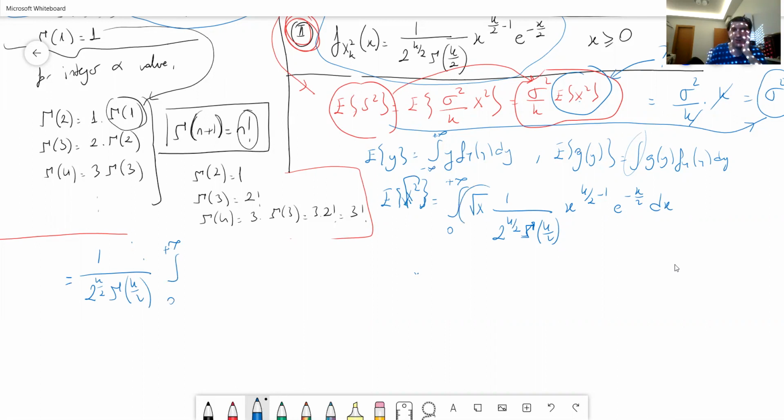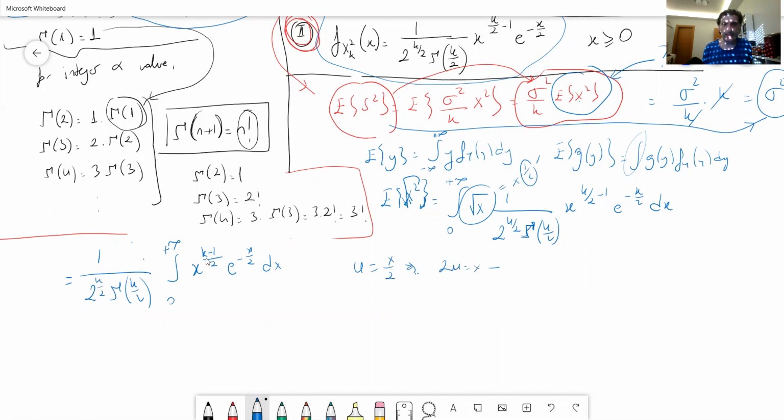Now this is x to the power 1 over 2. x to the power k over 2 minus 1, plus 1 over 2, is going to be equal to x to the power k over 2 minus 1 over 2. So actually, we can write it that way. It's going to be x to the k minus 1 over 2. All right, so 1 over 2 plus minus 1 is going to be minus 1 over 2, so it seems correct. Exponential minus x over 2 dx.